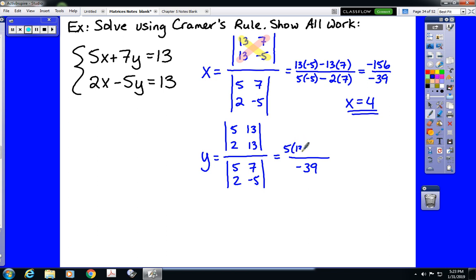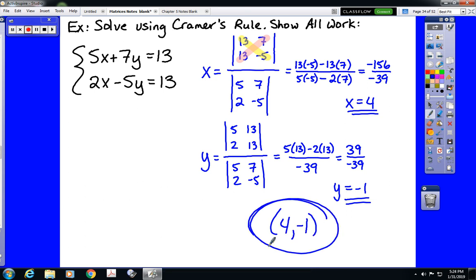That would be 5 times 13 minus 2 times 13. Plug that in the calculator. We find out that that is 39 divided by negative 39, which means y is negative 1. Now, ladies and gentlemen, this is a system of equations, which means you are expected, just like in algebra class, to present the answer as an ordered pair. The solution to this system is 4, negative 1.